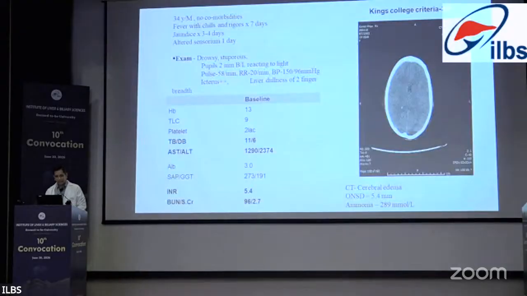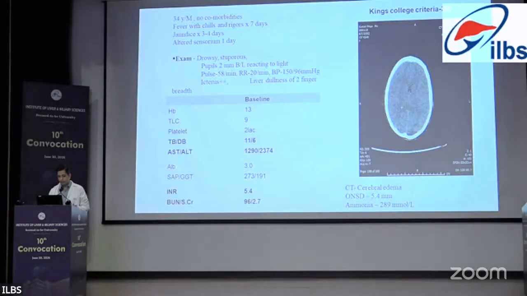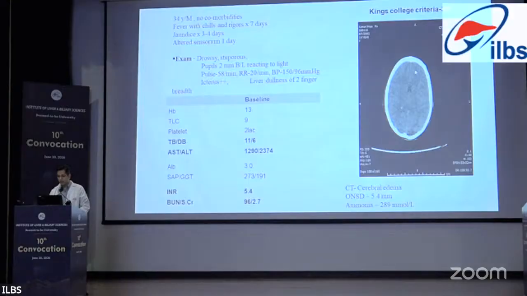So, giving a clinical scenario, this is a 34-year-old male with fever, jaundice, altered sensorium, appears drowsy, HE grade 2 to 3 on examination, and has a bilirubin of 11 with a high AST, ALT, and INR of 5.4. The clinical diagnosis is acute liver failure, hyperacute liver failure, and King's College criteria is 3 by 5. On your left, you have the CT, which shows diffuse cerebral edema, and the optic nerve sheath diameter is 5.4, and the ammonia levels are 289.